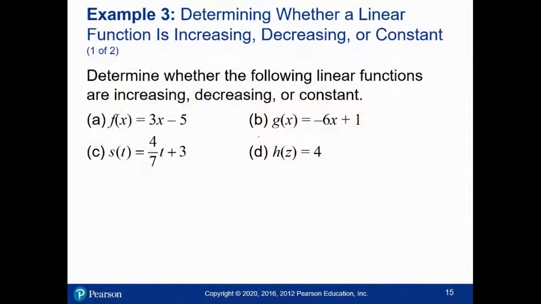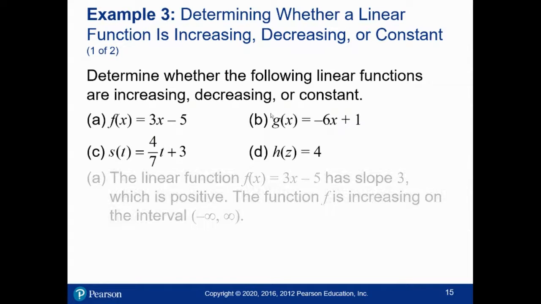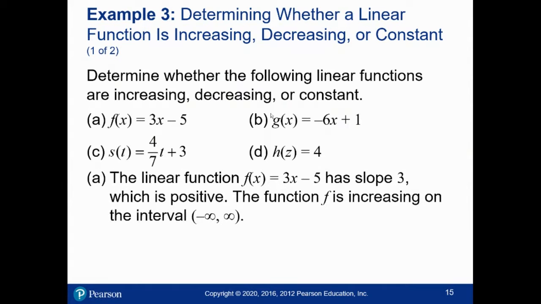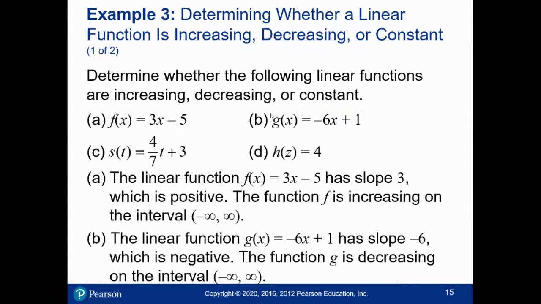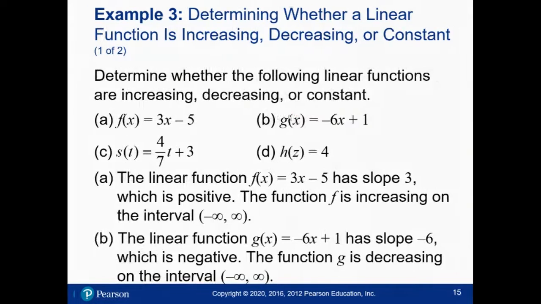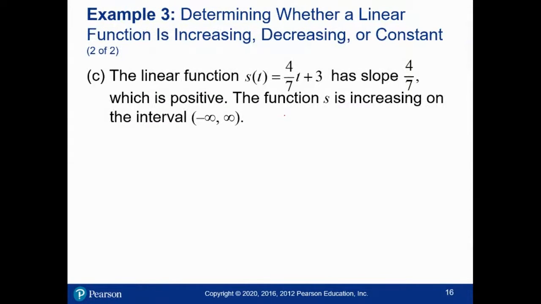Okay. So, looking at these, determine which of these linear functions are increasing, which are decreasing, and which are constant. Pause the video and just ask A, B, C, D, which ones are increasing, decreasing versus constant. Okay, so A, because the slope is 3, which is positive, it's increasing. For B, the slope is -6, which is negative, so it's decreasing. For C, the slope was positive, so it's increasing.